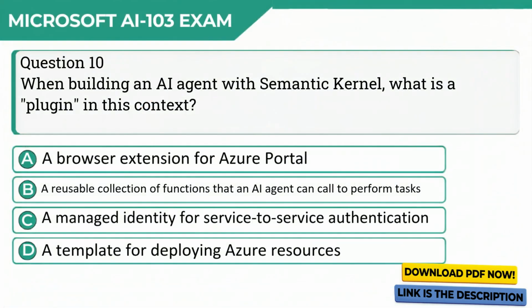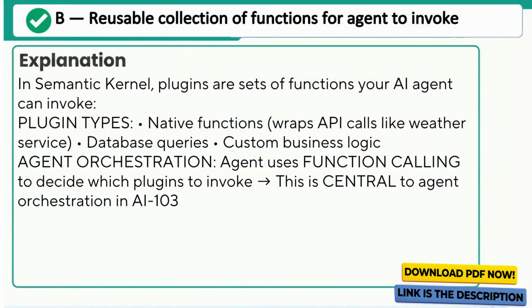Question 10. When building an AI agent with Semantic Kernel, what is a plugin in this context? A. A browser extension for Azure Portal. B. A reusable collection of functions that an AI agent can call to perform tasks. C. A managed identity for service-to-service authentication. D. A template for deploying Azure resources. Correct answer, B. Reusable collection of functions for the agent to invoke.